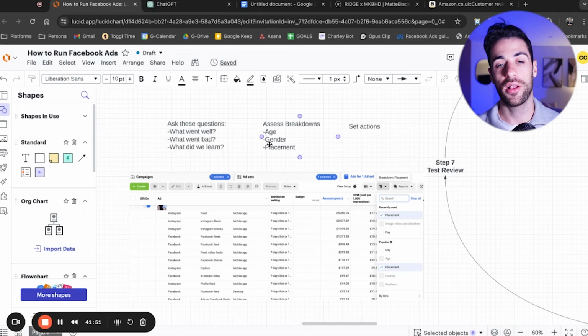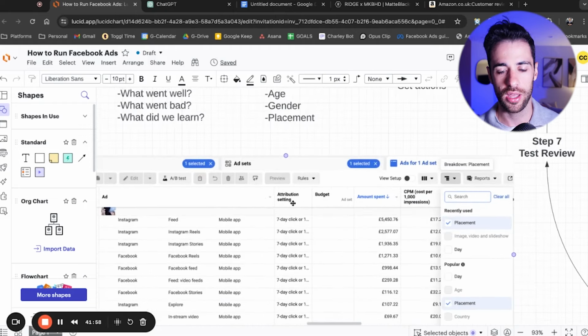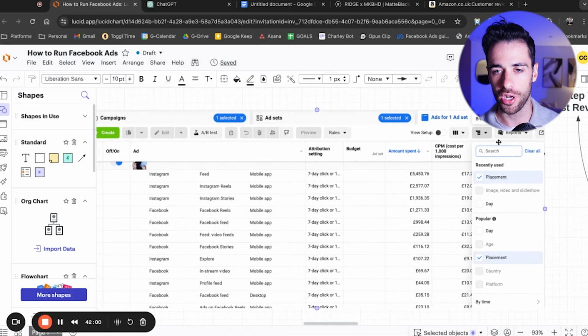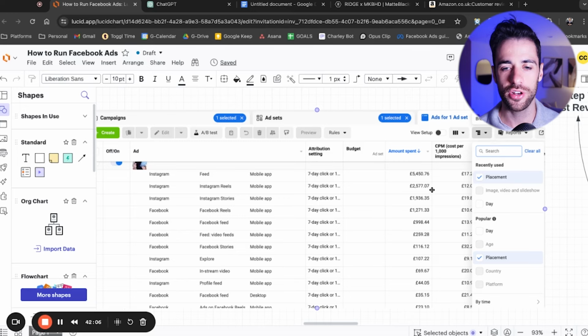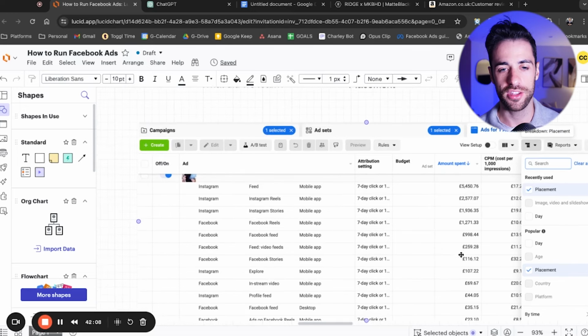I'll then come in and assess the breakdowns of age, gender, and placement. So you're going to come into Meta. I've shown you it here. You'll come to this in the columns and you'll do the breakdown. This is me showing you placement as an example, but it's the same thing for age and gender, and you're then going to filter it by the spend, okay?